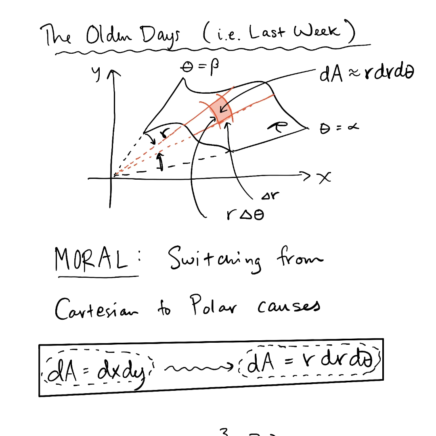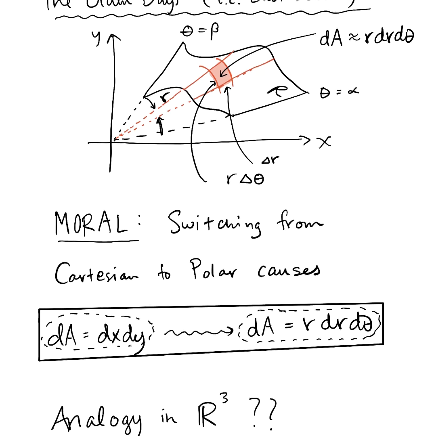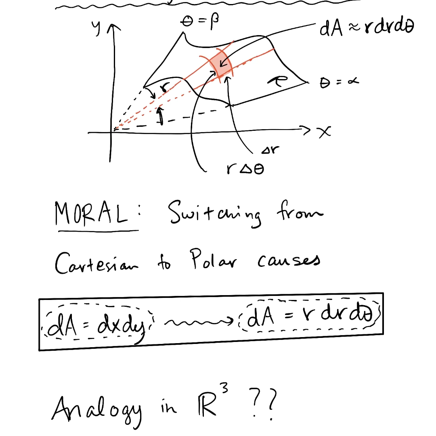We want to generate morals like this one and pictures like this one, but in 3D. And there are actually two different coordinate systems you might elect to use. And so we need to go through each of them and discover the corresponding moral for each of those coordinate systems in 3D. So the question becomes, is there an analogy in 3D? This video aims to get at that analogy.